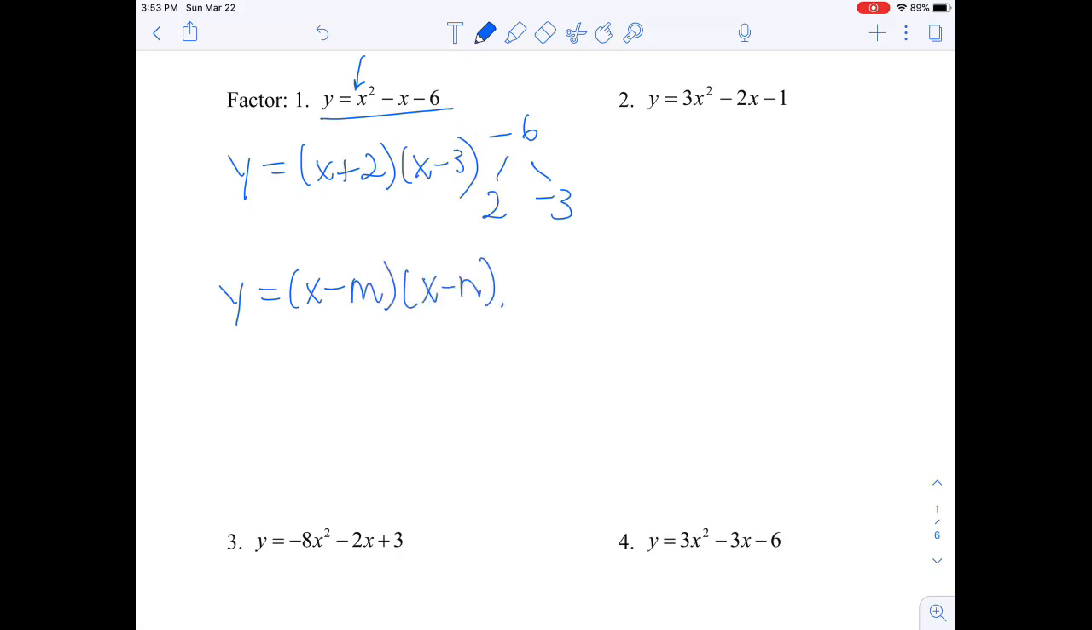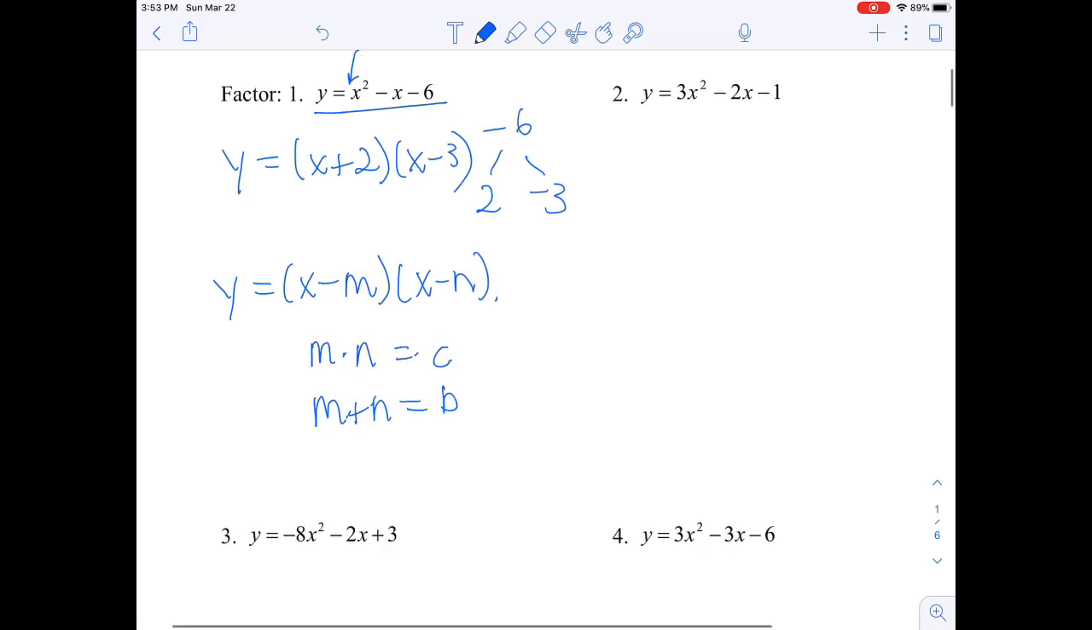we have the easiest case where we can just reduce to y equals x minus m, x minus n, where m times n equals c, and m plus n equals b. In this case, this is b, and this is c.